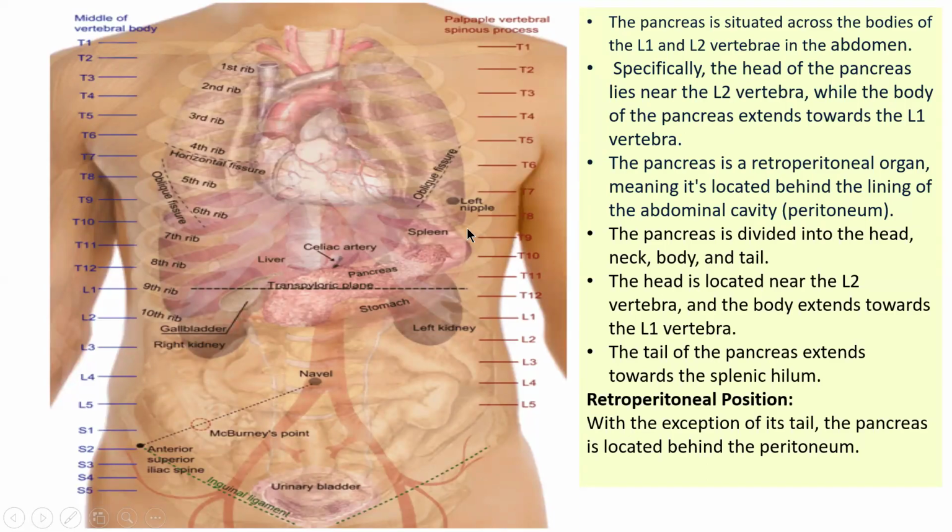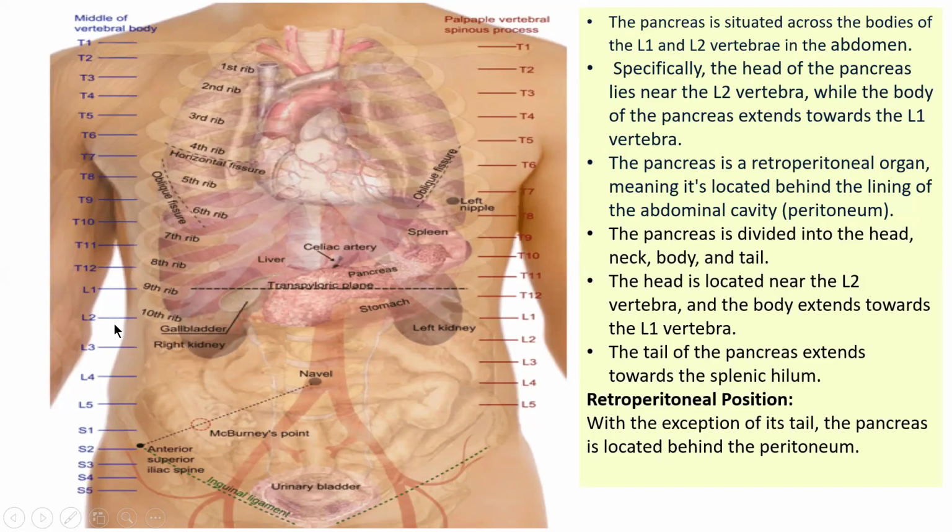L1 and L2 vertebrae, look at that, all given along the middle of the vertebral body. And this shows the first rib, second rib, third rib, fourth, fifth, 12 pairs of ribs are given. The gallbladder is here, the left kidney is here, then the pancreas is here, then the liver is present here, the spleen is here, and the navel point is here. And then where is your pancreas? Just search, and you will see that the pancreas is present between L1 and L2.